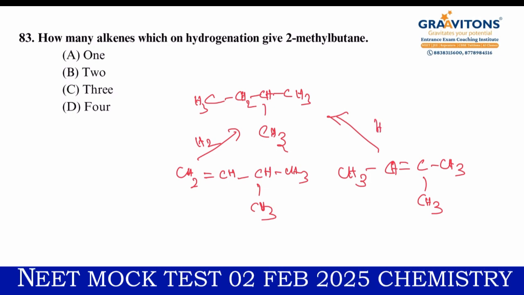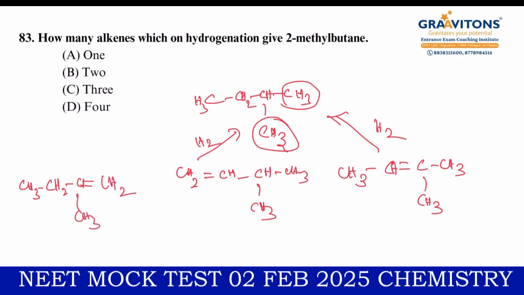And what is the third possibility? The third possibility is CH3CH2CH. In this case, both are on the same atom, so they are equivalent to each other. So if you give a double bond to one carbon, that is enough. I am removing this. Second carbon and the first carbon hydrogen. Now, if you do hydrogenation, again it will give you 2-methyl-butane. So here 3 possible alkenes can be taken that give you 2-methyl-butane on hydrogenation. So the correct option here would be 3.